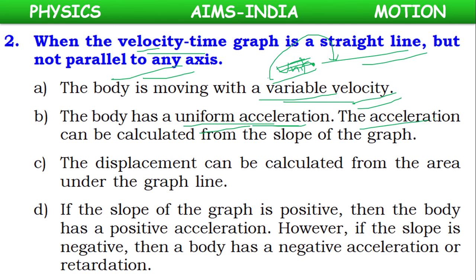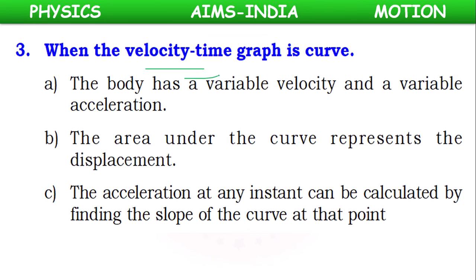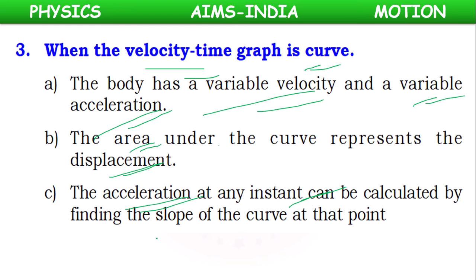So the acceleration can be calculated by slope of the graph. Displacement can be calculated by area of the graph. If the slope is positive, acceleration will be positive. If the slope is negative, there will be negative acceleration or retardation. When the velocity time graph is a curve, the body will be having variable velocity and variable acceleration. The area represents displacement. Acceleration at any instant can be calculated by slope of the curve.